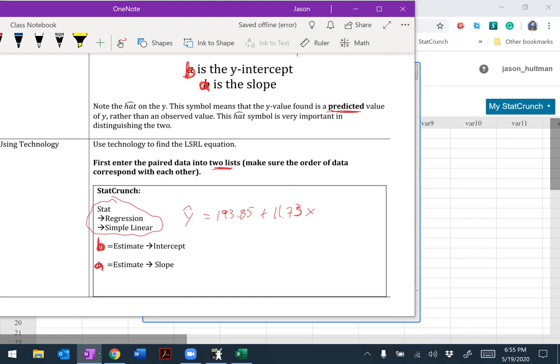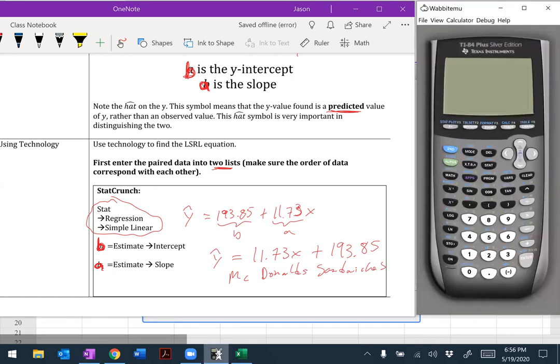Those were my independent, and y hat is, okay, so what is my y-intercept? Well, that's b here. What's my x-intercept? That's a. So, okay, if you want to write this in slope-intercept form, you would have to put the second term first. You could say 11.73x plus 193.85. Okay, so that would be the linear regression equation for the McDonald's sandwiches.